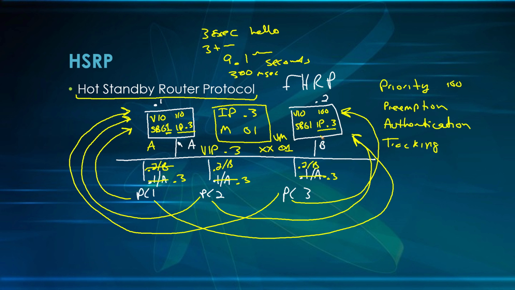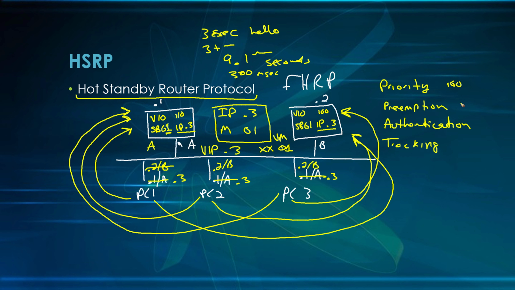But because they're advertising the same MAC address and the same IP, the end stations don't need to change anything. There's no MAC address flush, because you don't need to relearn a MAC address. The MAC address stays the same. They share the information amongst themselves.